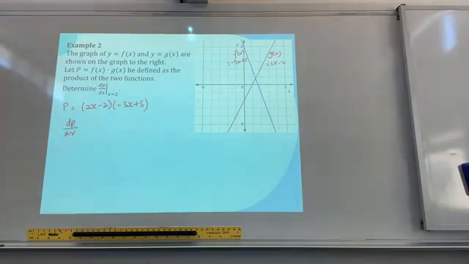Negative 12x plus 16, and then dy... Question 2 now. Negative 24 plus 16, and that's equal to 8. Last question.